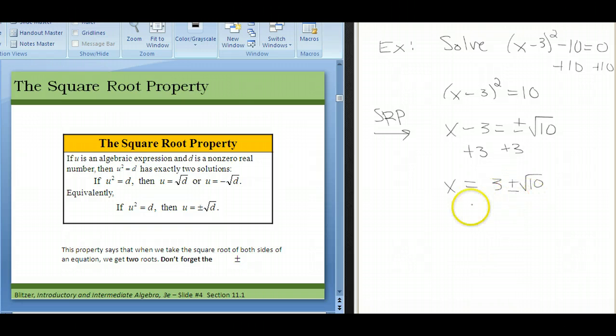Remember, this means there's two answers, right? This really means we have 3 plus the square root of 10, or we have 3 minus the square root of 10, right? It's two things, okay? So be careful to realize that those are the two values of x that satisfy that equation.